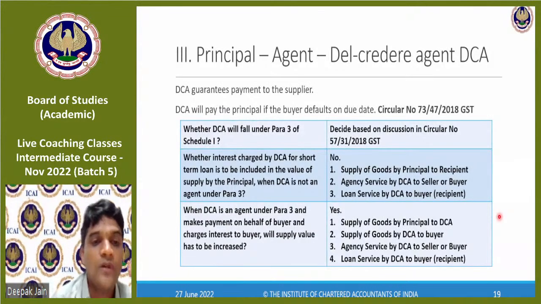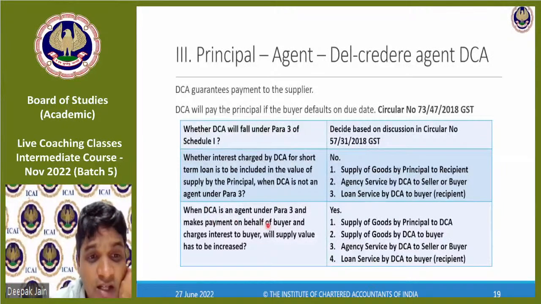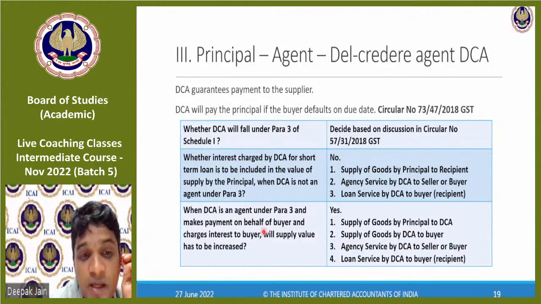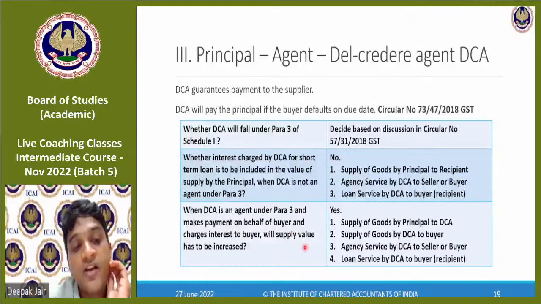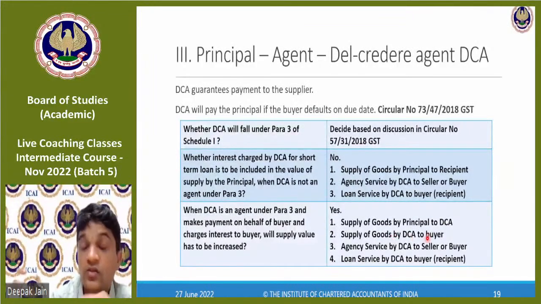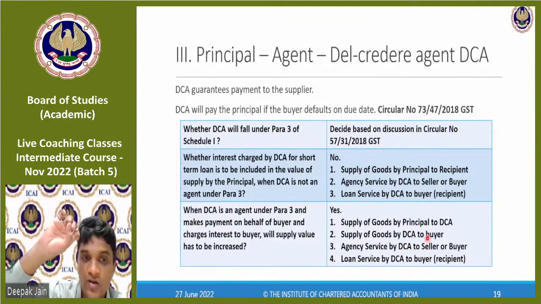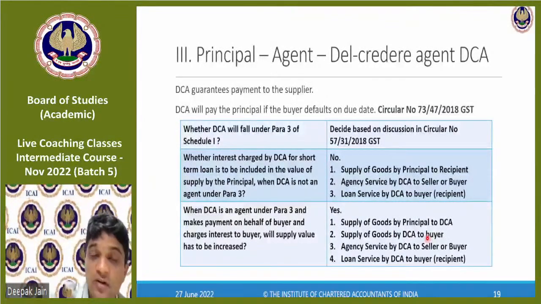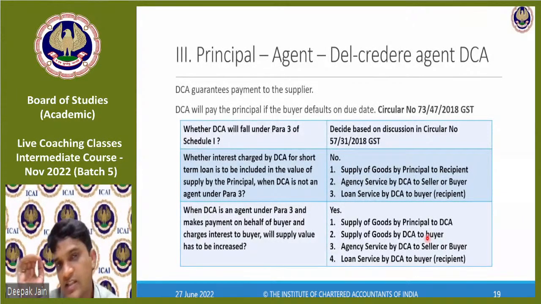Okay. Then when the del credere agent is an agent under para 3 and makes payment on behalf of the buyer and charges interest to the buyer, will the supply value have to be increased? Yes, in this case, because supply of goods is by the principal to the del credere agent, and the supply of goods by the del credere agent to the buyer. Now I am supplying to the del credere agent. He is an agent falling under para 3, and makes payment on behalf of the buyer. He agrees that I will pay you. Who is the customer? You don't ask me.